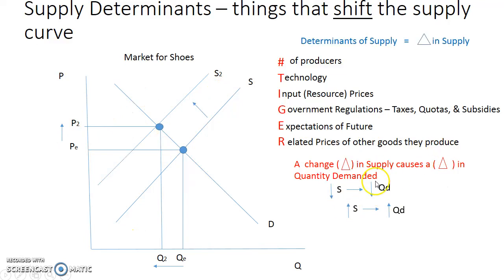We learned about this earlier about how a shifting of one curve, the demand curve, caused a change in quantity supplied. Well, the same is true when you change the supply curve. It causes a change in the quantity demanded.